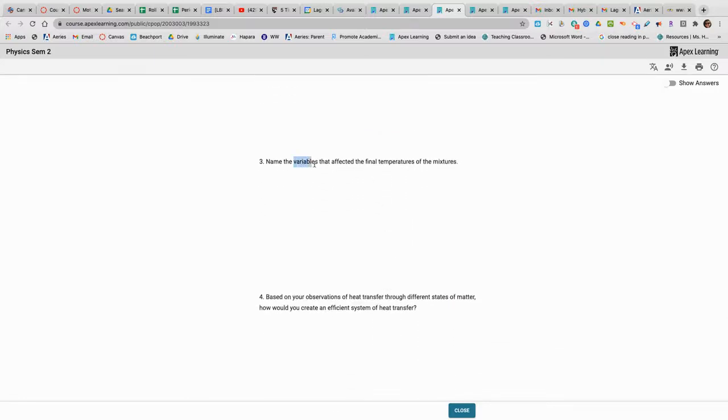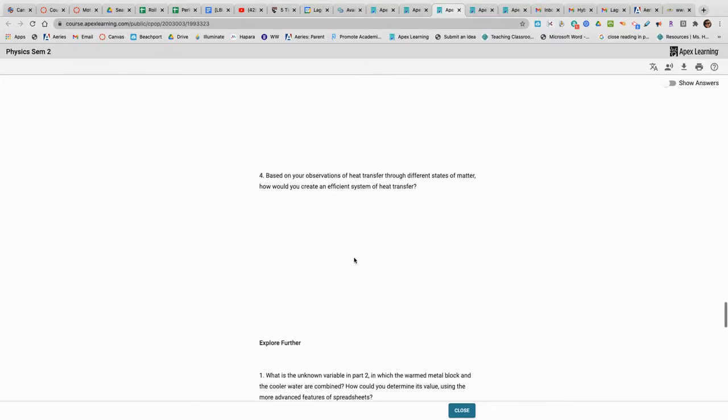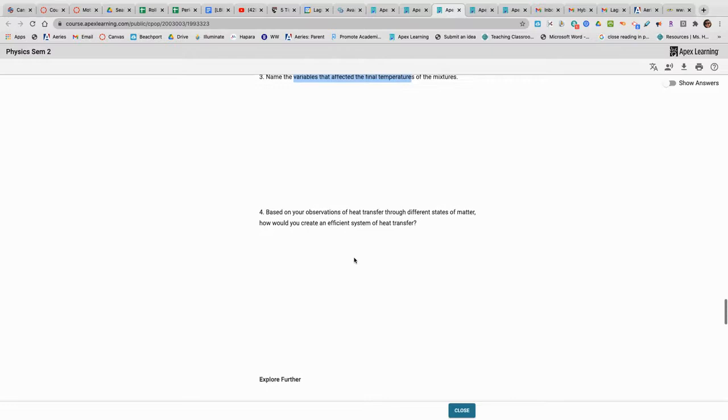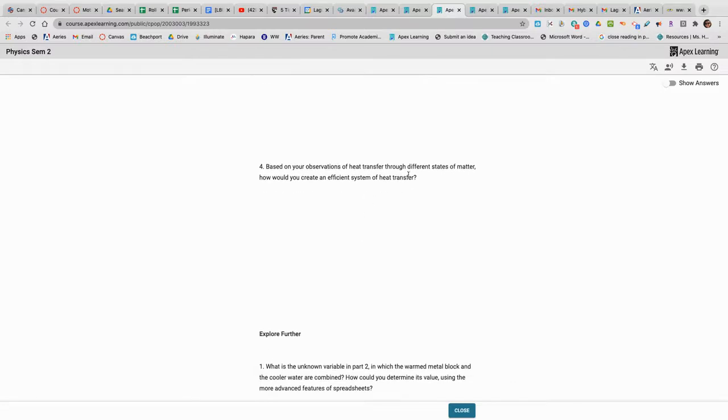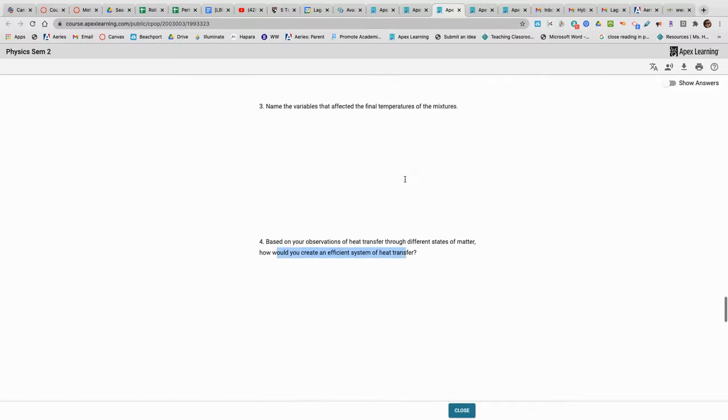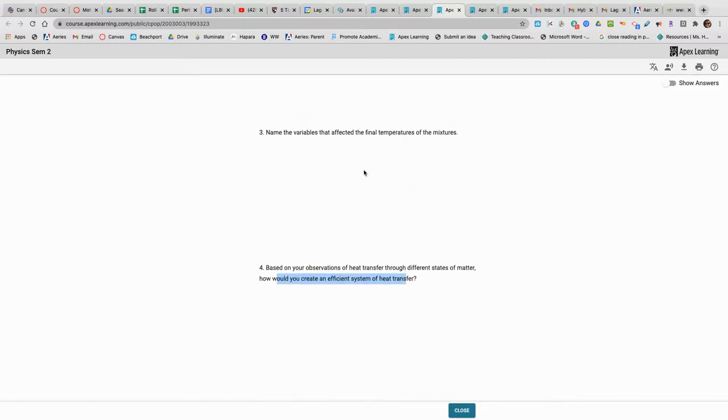This is just identifying the variables that affected the final temperature. And then, how would you create an efficient system of heat transfer? So after you've identified what variables were affecting the final temperature, you want to think about how you can minimize the error within those variables to get a more efficient system.